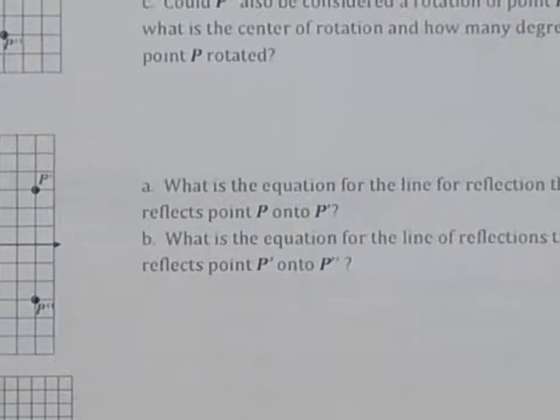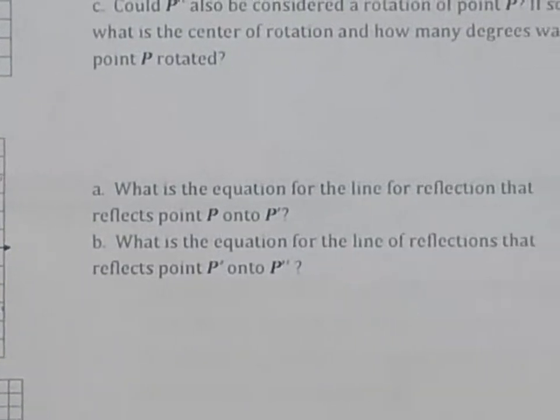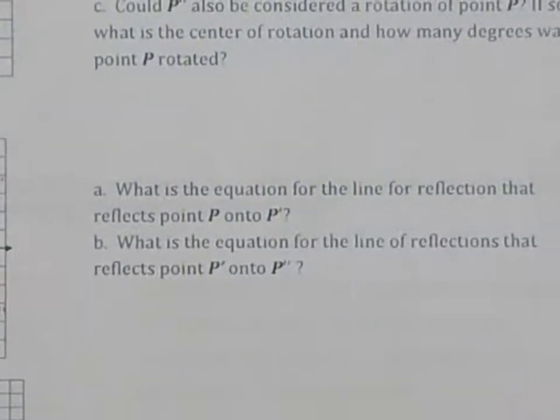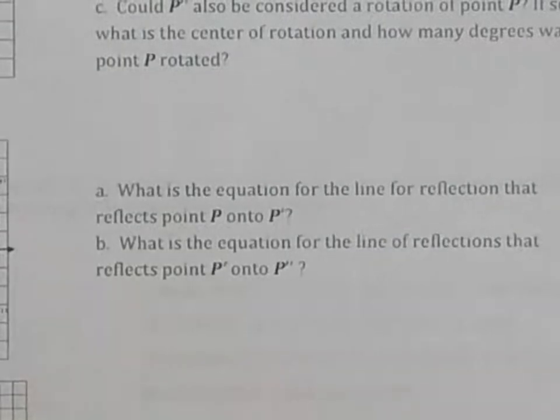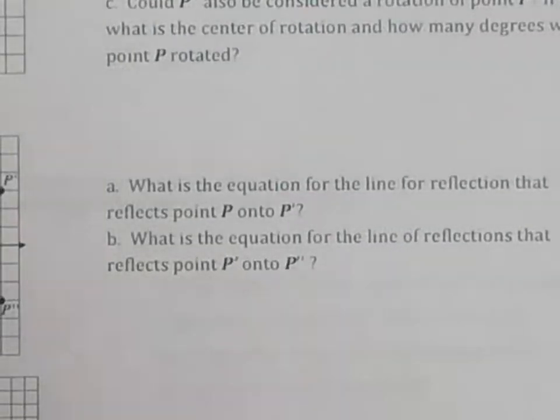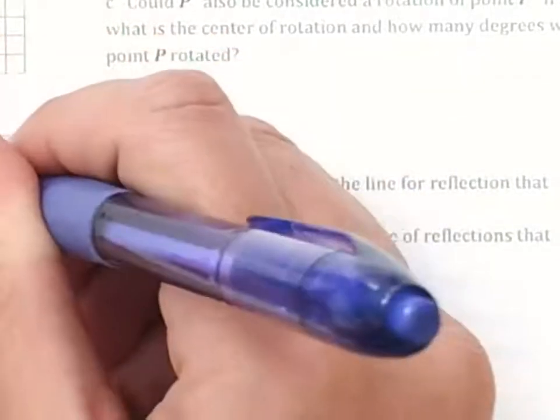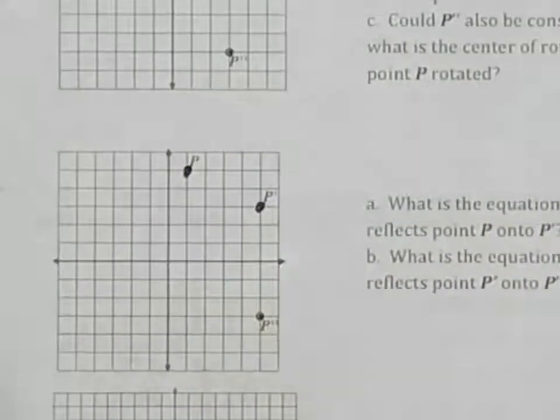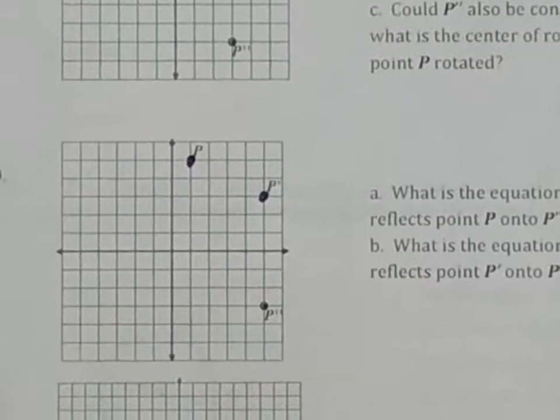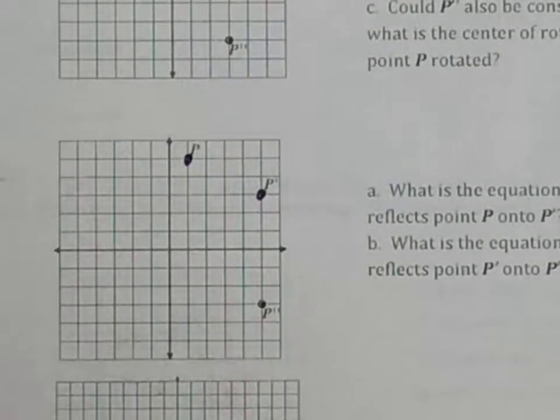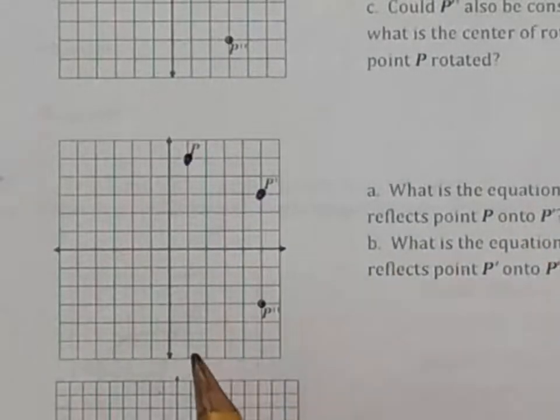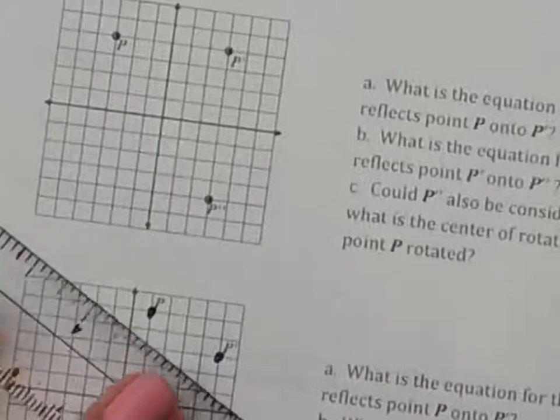So for number 10, what is the equation for the line of reflection that reflects P onto P1? That's the first thing we're figuring out. Okay, we've been doing this, right? We just did this today in class. So I'm going to connect these two with a line, my P and my P1.